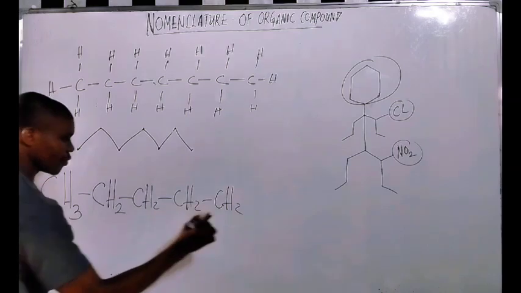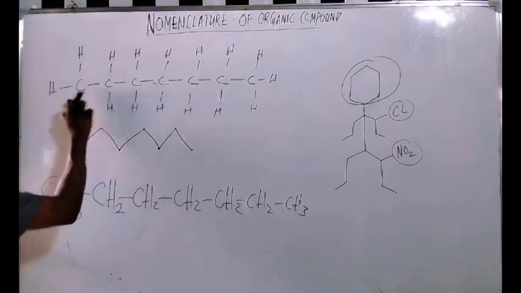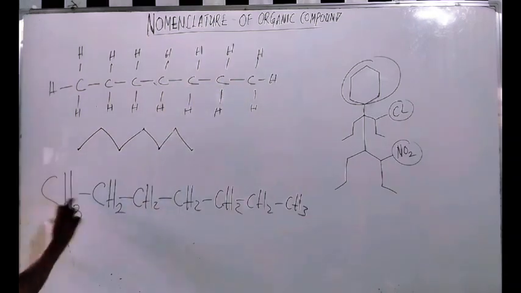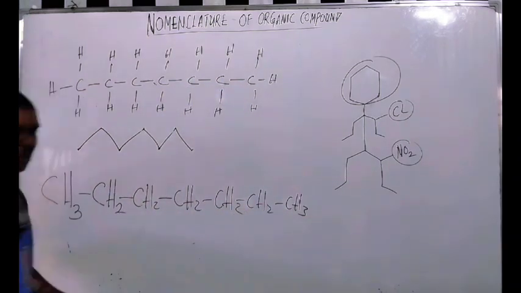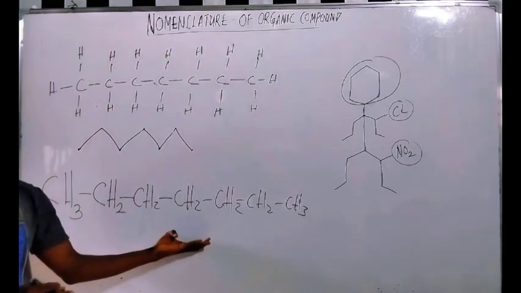CH2. 1, 2, 3, 4. CH2 and CH2, right? So you have 1, 2, 3, 4, 5, 6, 7. Do you see that? So this one is the same with this guy, and this guy is also the same with this guy here, right?